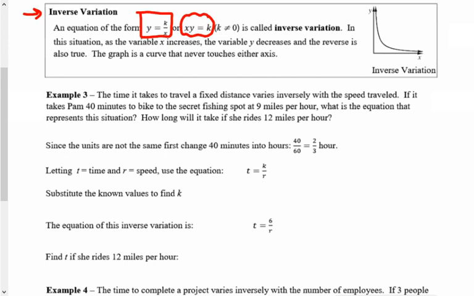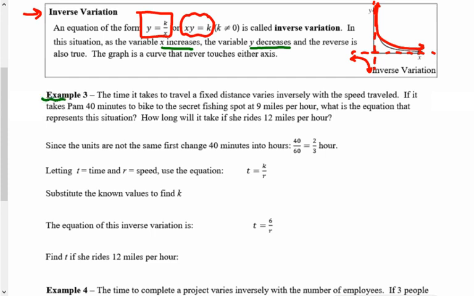So if we graphed an inverse variation, it would look like this. Remember when we graphed inverse variation, we had asymptotes on the x and y axis. There was actually another little piece down here, but we're typically dealing with real life situations, so we really only look at the first quadrant. In this one, as the x variable increases, the y variable decreases. So as one goes up, the other goes down. The reverse is also true, and the graph is a curve that never touches either axis.